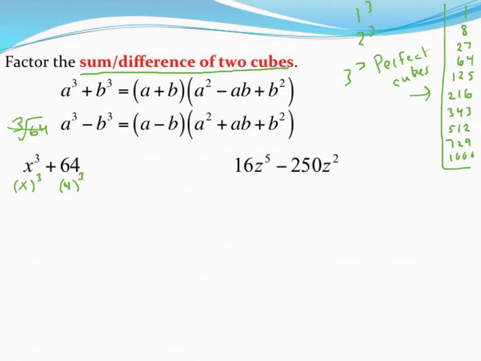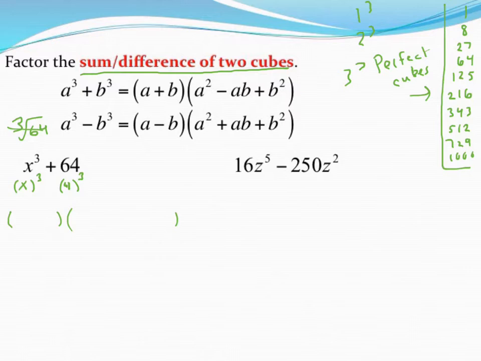Okay? Once you have those figured out, here's how we're going to write our final answer. We're going to have one smaller parentheses and one big parentheses. This is the first time that we have parentheses that are not the same size. And then what I'm going to do is take care of my signs.